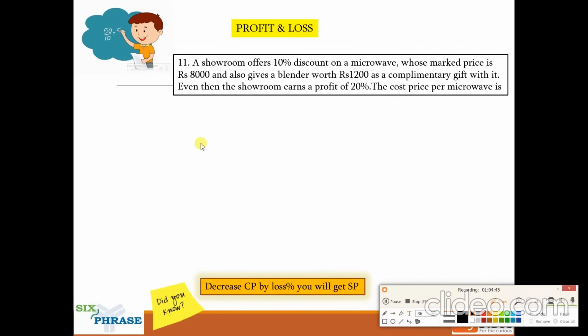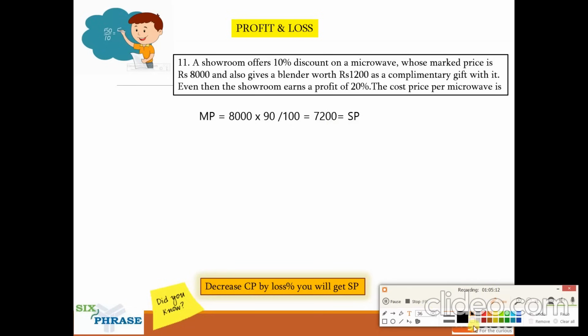Look at MP. The mark price is actually 8,000. Now, they give you a 10% discount. So what does it mean? You have to multiply it by 90 by 100. So if you do this, you will get 7,200, which is the selling price, right? You apply the discount to mark price, you will get selling price. We've already seen this. So 7,200 is the selling price.